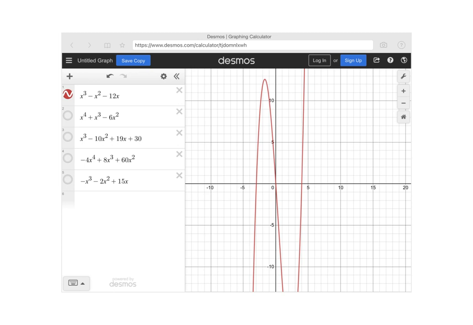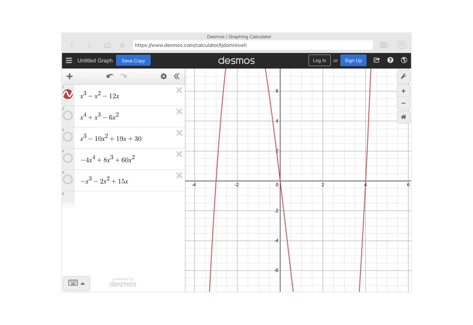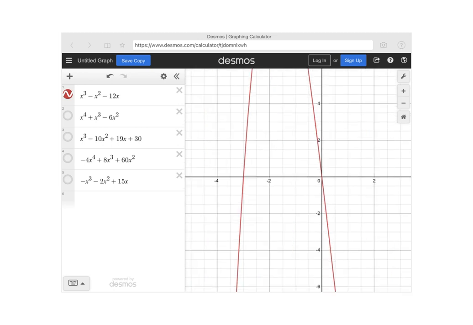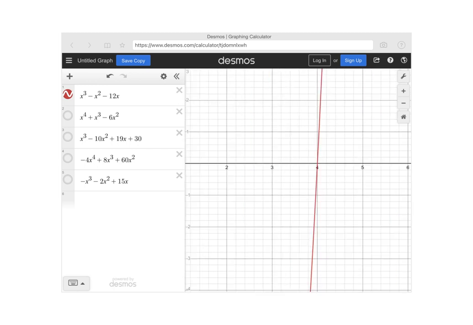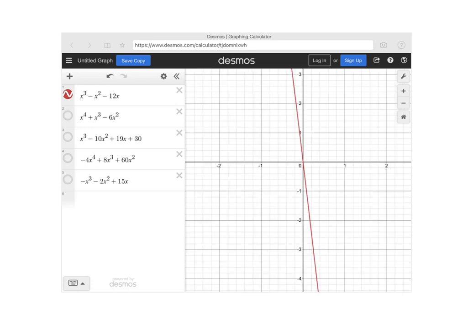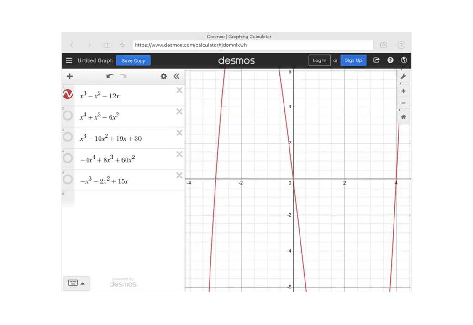Another way to solve polynomial equations is to use a graphing calculator. So when we graph our function z cubed minus z squared minus 12z, we get the function that looks like this. And if you zoom in on the x-axis and look at the points where the function crosses the graph, we find negative 3, 0, and 4, which are the answers that we got when we factored the polynomial. So graphing a function will always show you where the zeros of the function are.